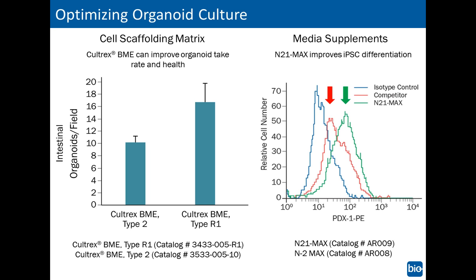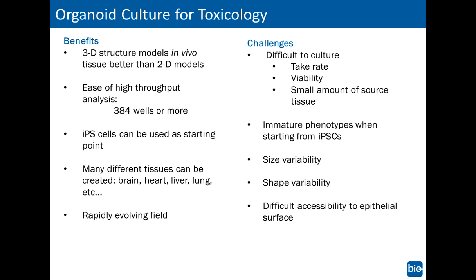And on the right, at R&D Systems, we are interested in developing more chemically defined media and improving upon differentiations that are used to make organoids. And in this case, we compared a competitor supplement to our N21 supplement, and you can see here in green that the differentiation of pancreatic organoids is improved using N21 Max compared to the competitor, and this is shown by PDX1 expression. So this is another area where we're trying to improve upon organoid cultures.